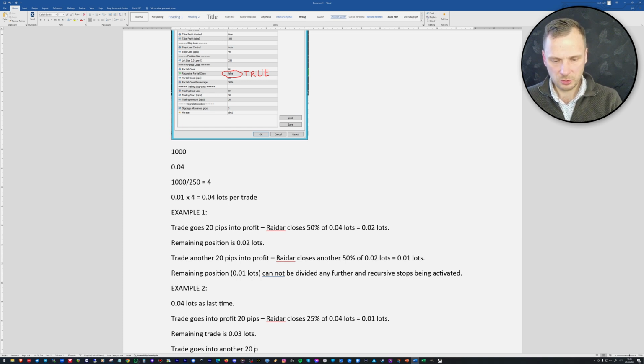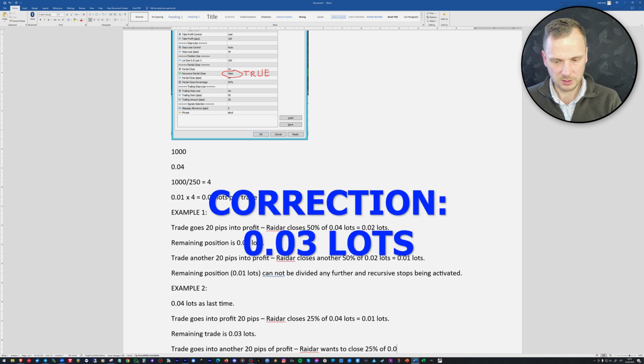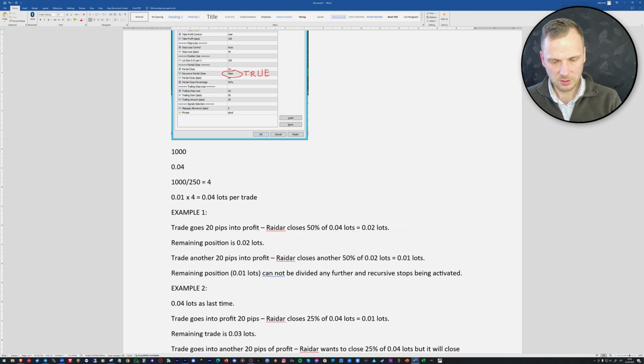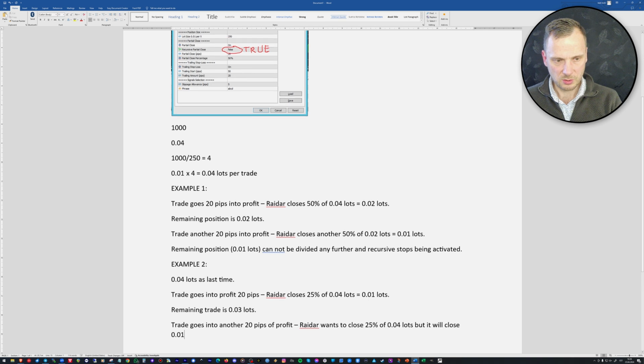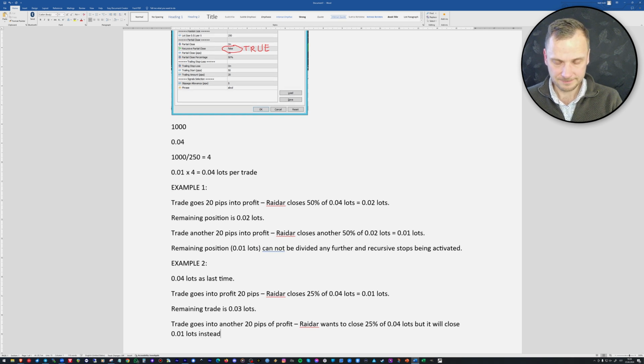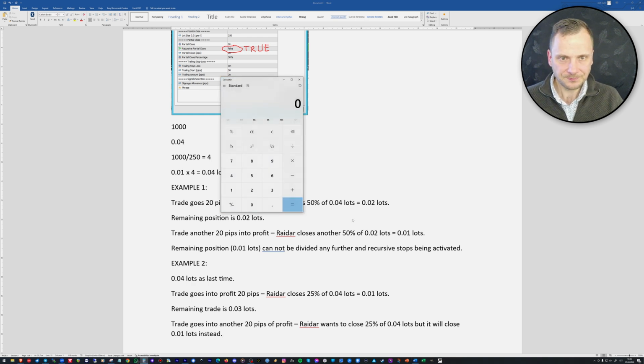Now the trade goes into another 20 pips of profit. Raidar wants to close 25% of 0.04 lots, but it will close 0.01 lots instead. Why is that? The reason is very simple, because 25% from 0.03 does not divide with 0.01.